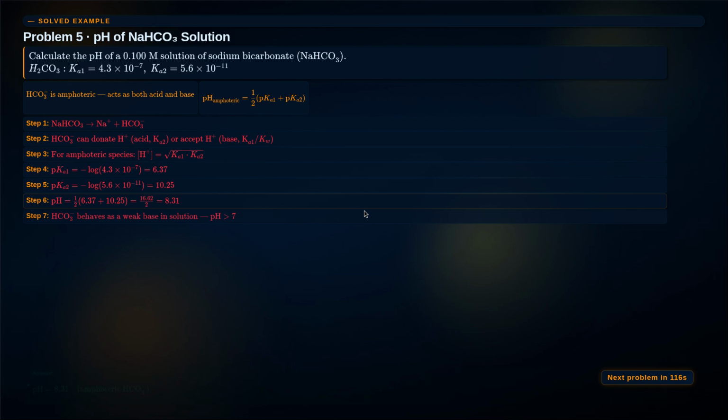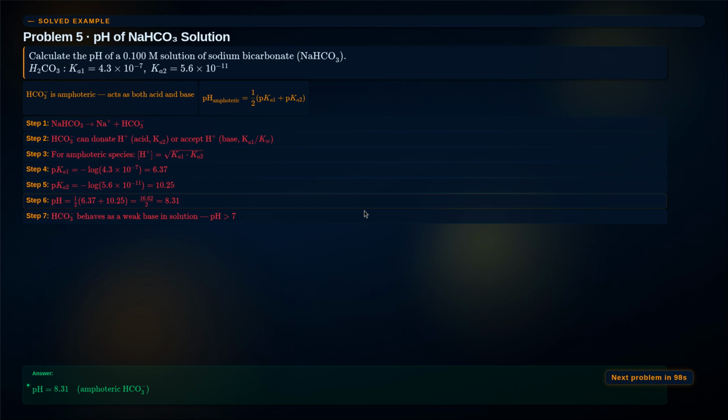Problem 5. Calculate the pH of a 0.100 molar solution of sodium bicarbonate. For carbonic acid, Ka1 is 4.3 times 10 to the negative 7 and Ka2 is 5.6 times 10 to the negative 11. Step 1. NaHCO3 dissociates completely into Na+ and HCO3-. Step 2. The bicarbonate ion is amphoteric. It can donate a proton using Ka2 or accept a proton using Kb equals Kw divided by Ka1.